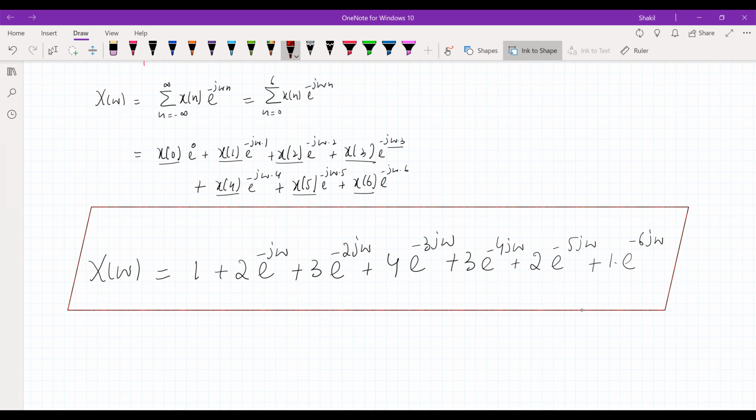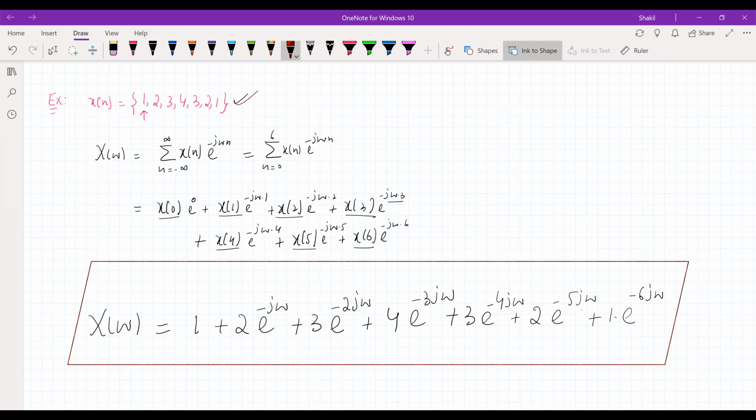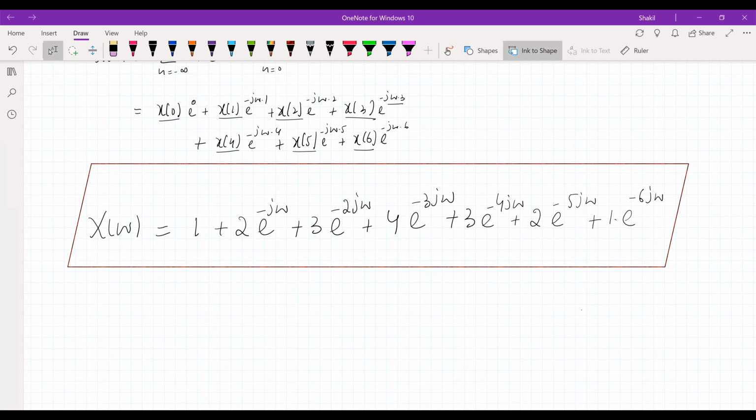Now you can simplify this. You can take some terms common and simplify this. Let's not do this here. So this is our discrete time Fourier transform of the given sequence. All right, now let's plot it. Now remember, x of omega will have magnitude as well as phase. So we'll have to plot the magnitude and phase. We'll not determine that here, but we'll see this in MATLAB. Okay, let me switch to MATLAB to show you the magnitude and phase plot.